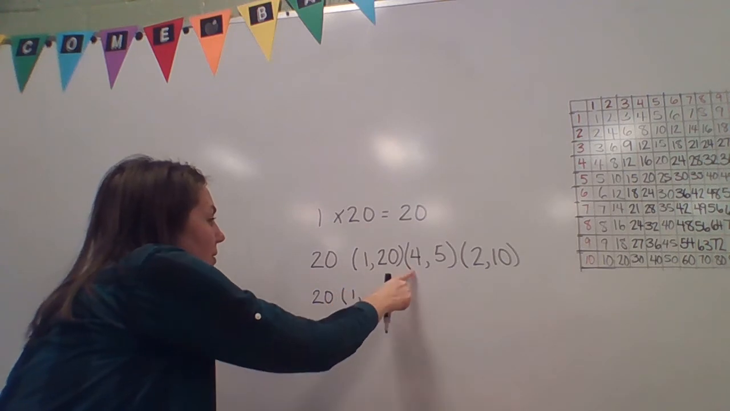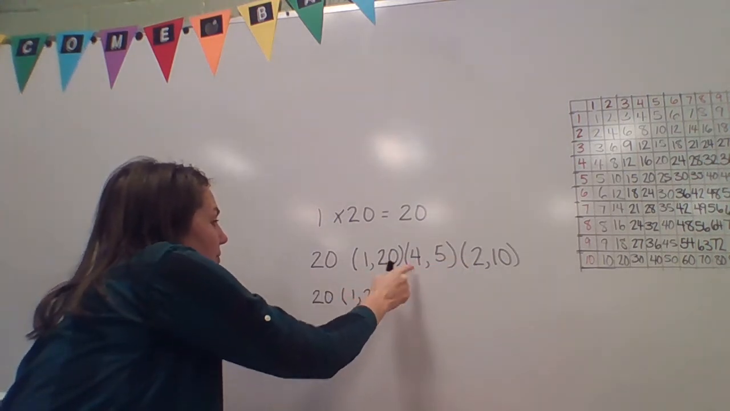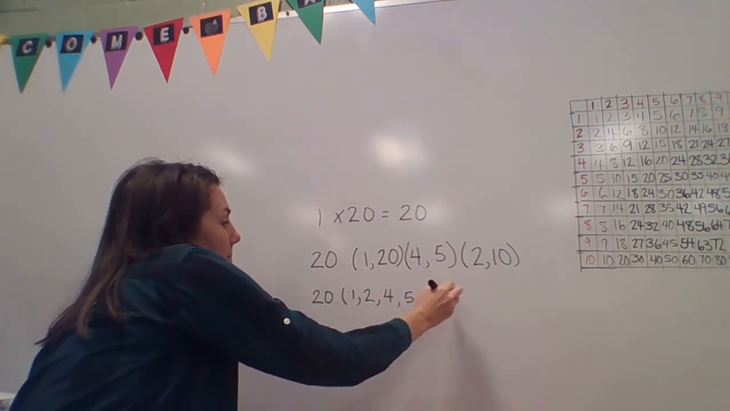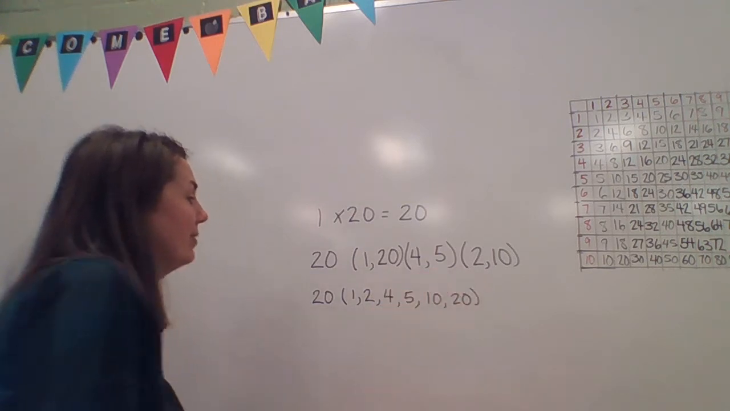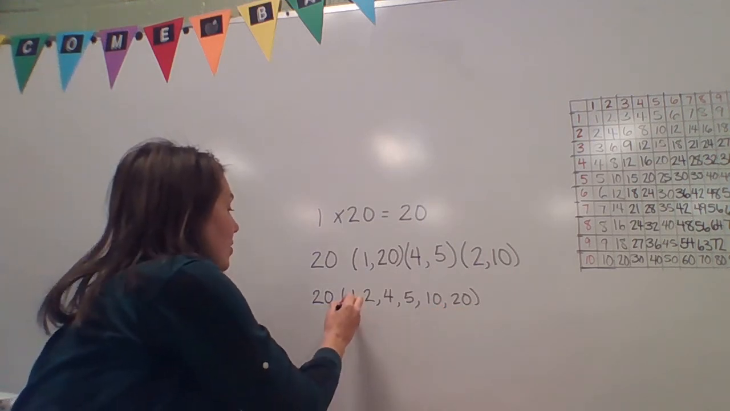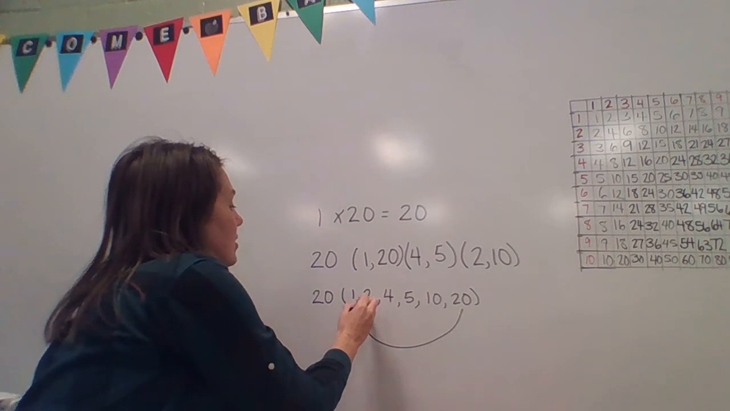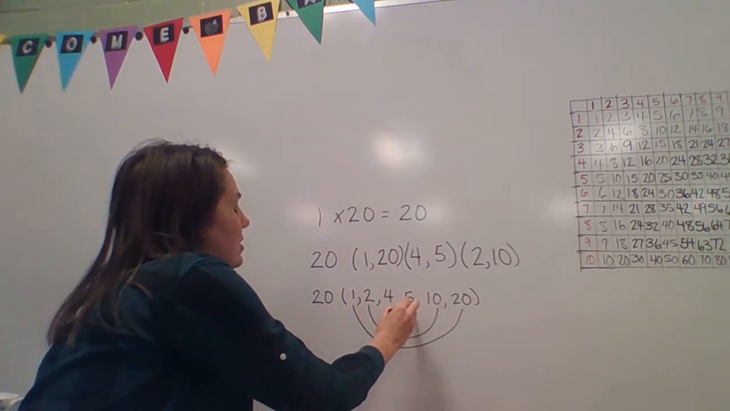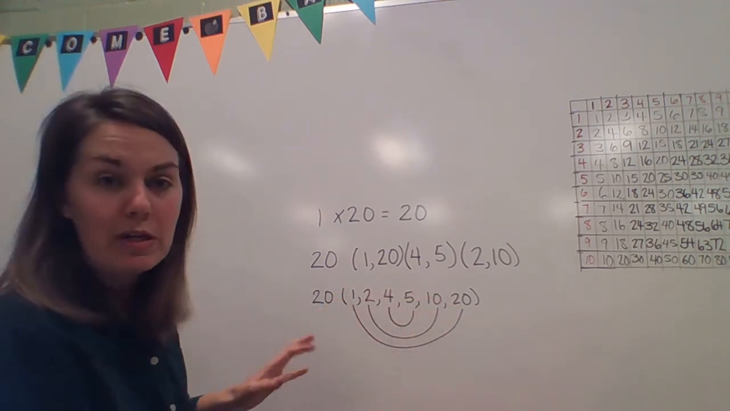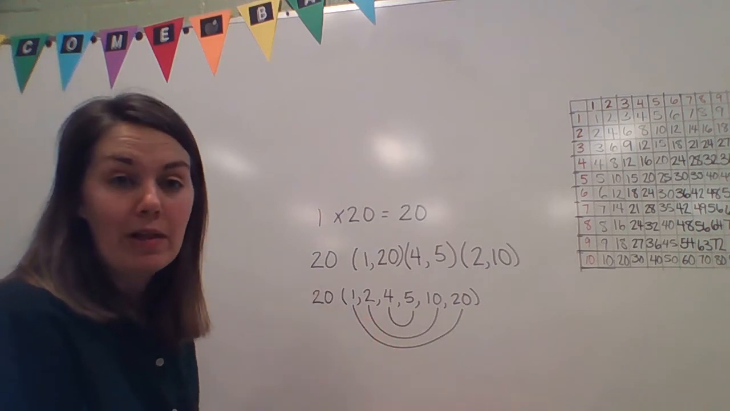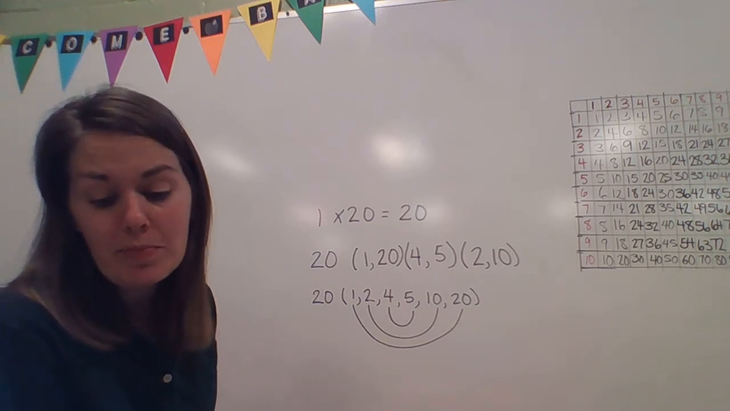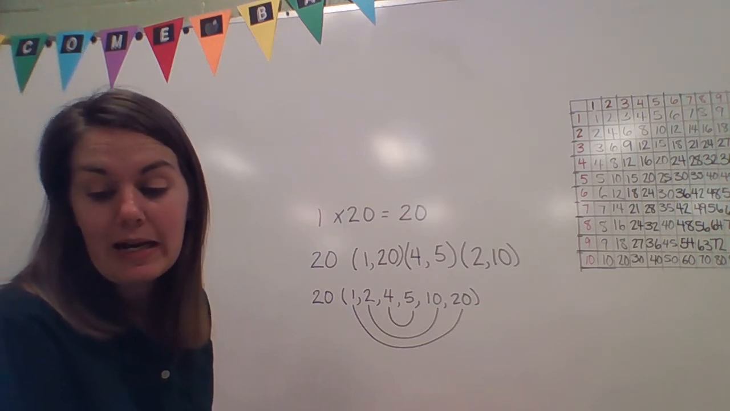1, 2, 4, 5, 10, and 20. Now I've listed them out from least to greatest, and you'll notice that there's kind of a pattern here. 1 times 20 is 20, 2 times 10 is 20, 4 times 5 is 20, 5 times 4 is also 20, 10 times 2 is 20, and 20 times 1 is 20. So our pairs kind of go together if we line them up from least to greatest. All right. D says a multiple is the product of a given number and any other whole number.